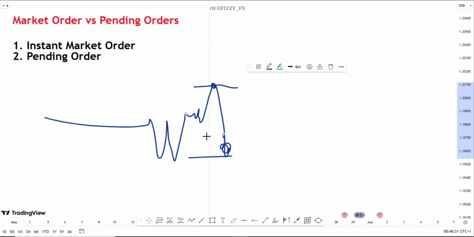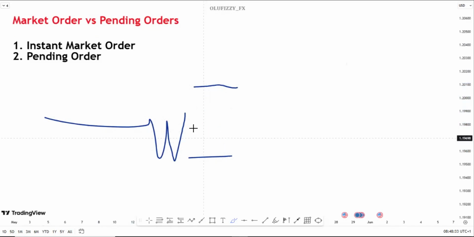So so far you didn't enter at the current market price, you set it at a future price. Anytime price gets to that region, you want it to execute your trade for you instantly. And it can also help you if you don't want to chase the markets, you don't just want to jump into the markets, so you want to wait for price to come to your zone. So instead of just jumping into the market, you want to wait for price to come to your actual zone before you execute the trade.